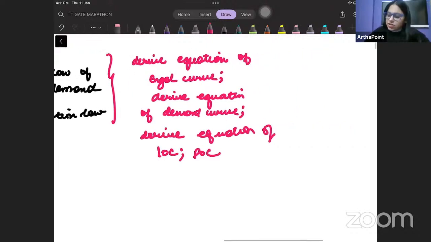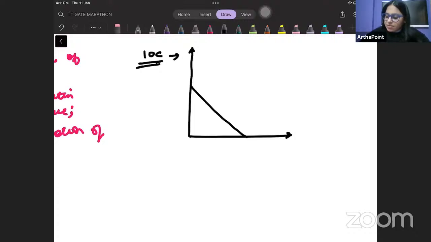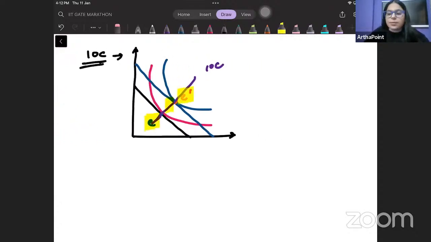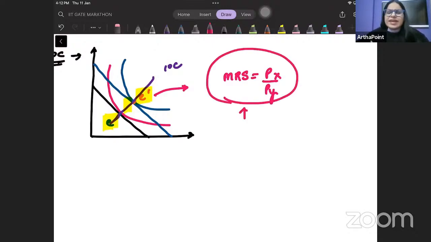So in this case, we have to be very sure that when I am talking about my income offer curve, this is showing different combinations as your income is increasing. So I have my budget line and I have my indifference curve and I have this as my equilibrium. Now, when my income increases, my equilibrium will go upwards. Joining these equilibrium points, I will get my income offer curve. How do I represent this equilibrium point? This equilibrium point is where my MRS is equal to PX by PY. So I am joining the locus of all these tangent points, and that is giving me my income offer curve.